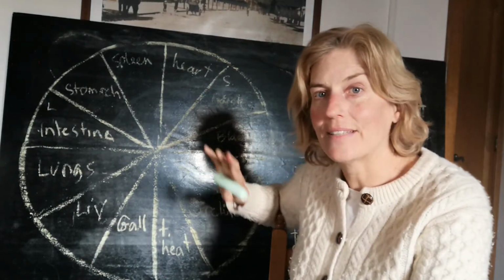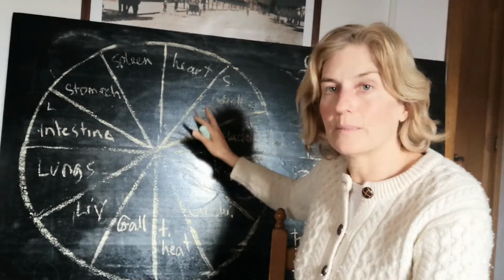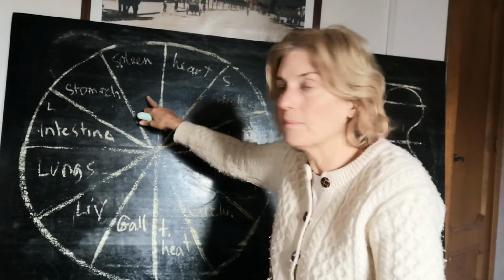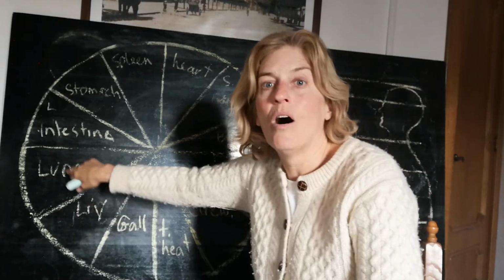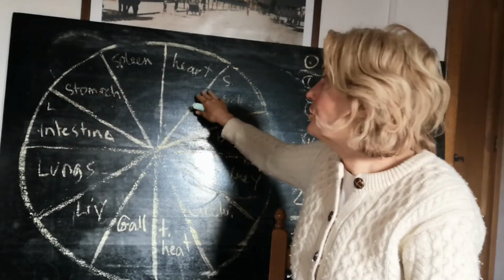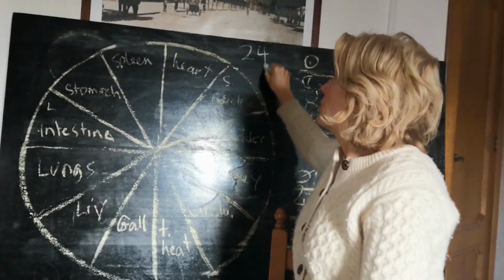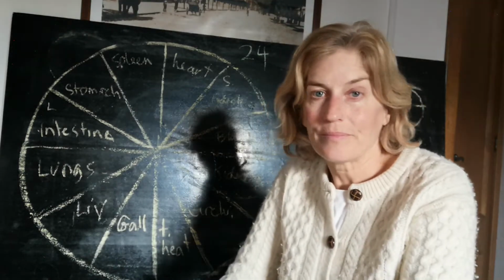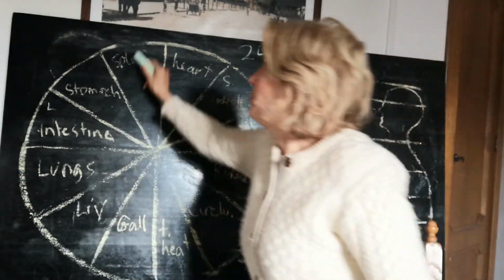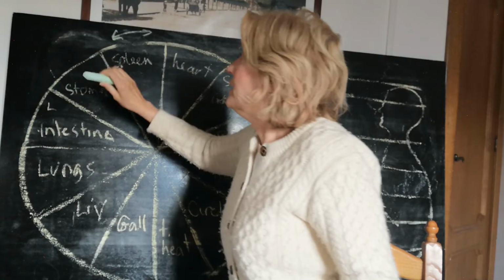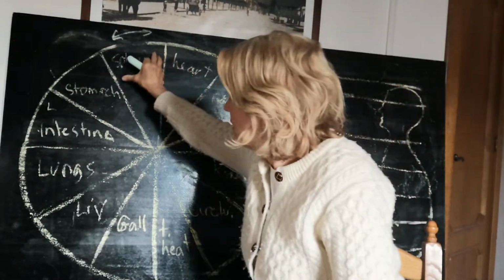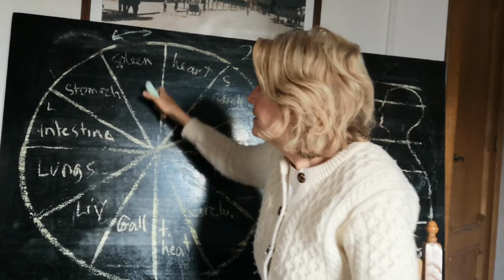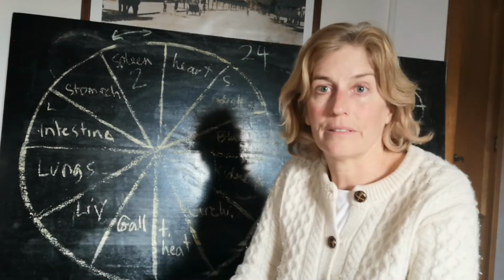Now each section works in a pattern, and that's why each of the organs is placed in a specific quadrant, because it travels from this quadrant to this quadrant to this quadrant, all the way around to form a 24-hour cycle. And each section of the wheel takes 2 hours.